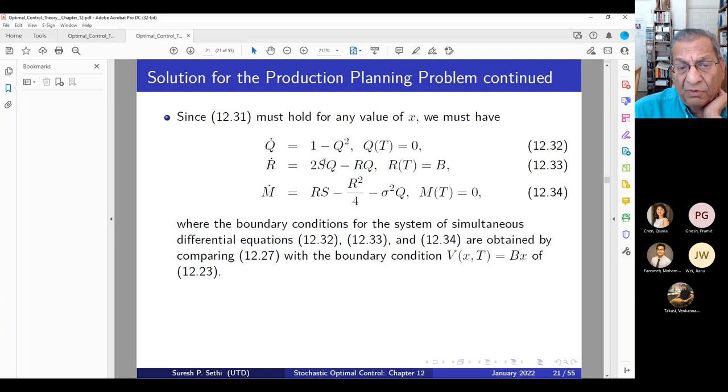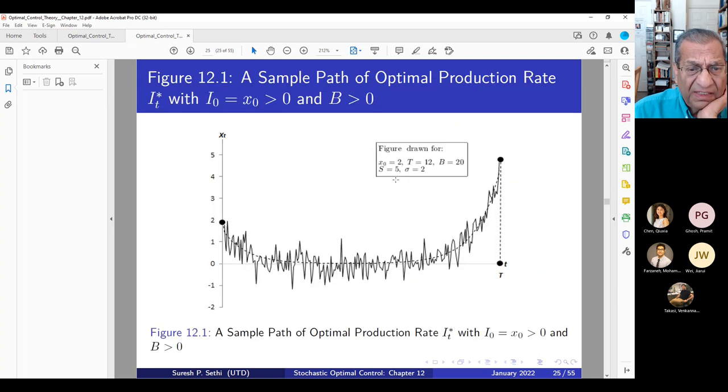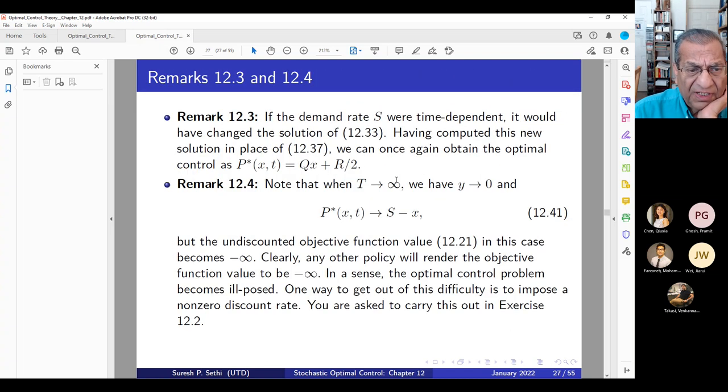Because there will be s of t here, and when I integrate this, I need to take that into account. But once I have integrated those equations, the formula of p star will still be this. Q and r will depend on that s, but the formula, in terms of q and r, will be the same as we have right now.